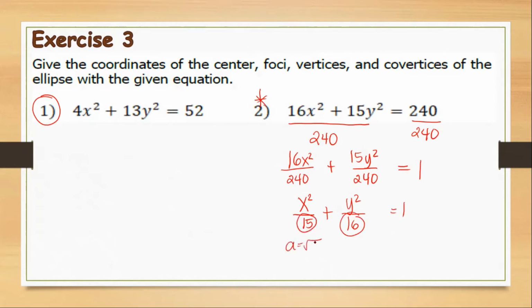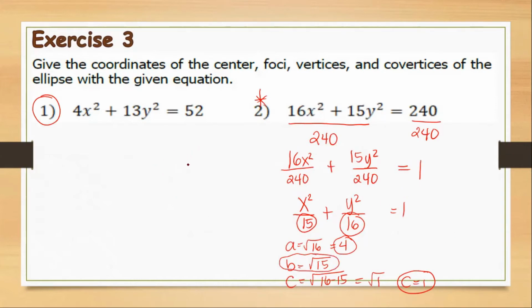Our A is square root of 16. Since we have a square root for that, our answer is 4. And so our B is equal to square root of 15. We don't have square root of that, so our B is equal to square root of 15. And our C is equal to square root of 16 minus 15, which is equal to square root of 1. So our C is equal to 1. We have our A as 4, sorry, and our B as square root of 15.